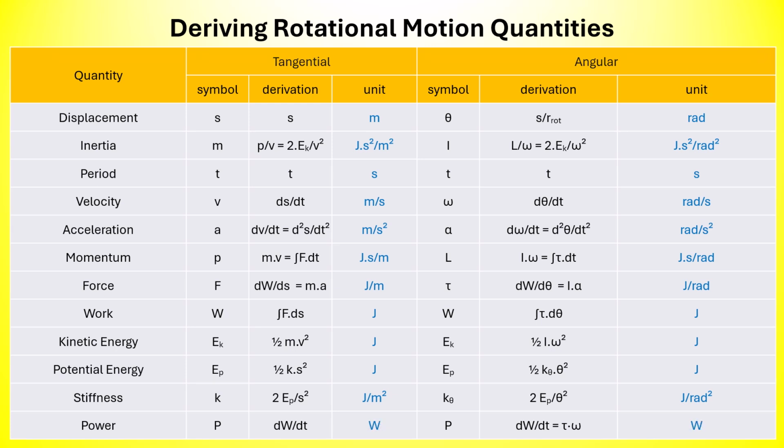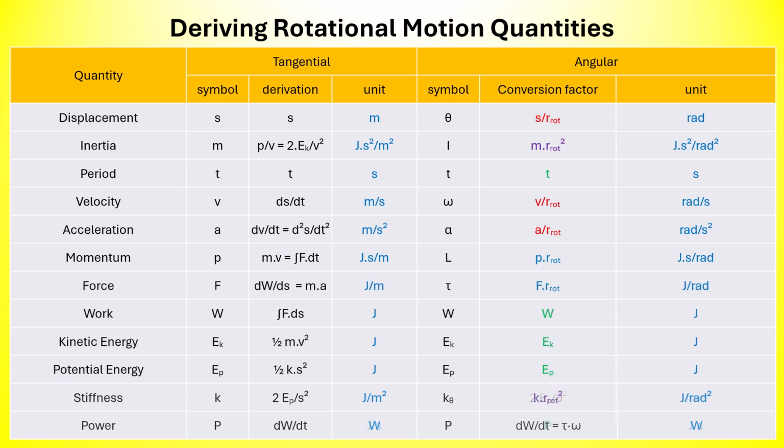We can determine the conversion factor between tangential quantities and angular quantities of a rotational system. Previously, rotational radius has been defined as the ratio between tangential displacement and angular displacement, thus its unit is meter per radian. Using this definition, angular quantities can be converted into tangential quantities by a mathematical operation involving rotational radius.